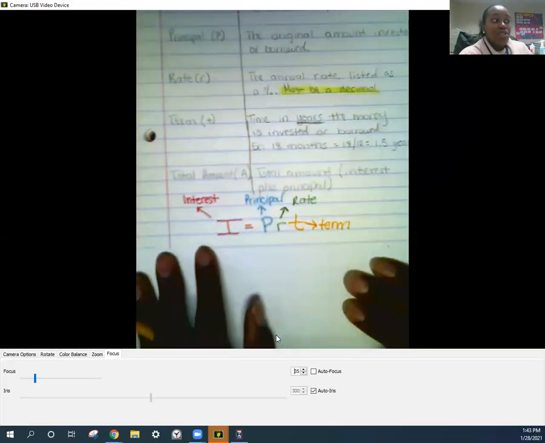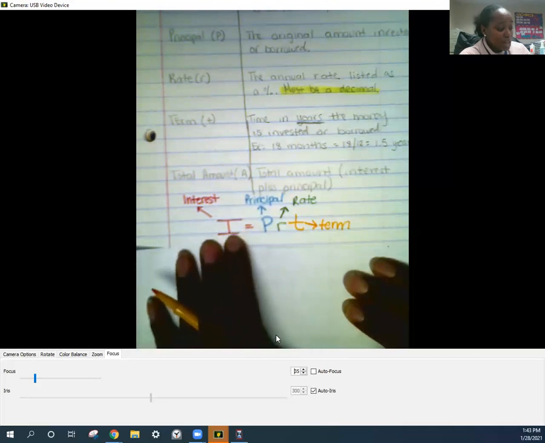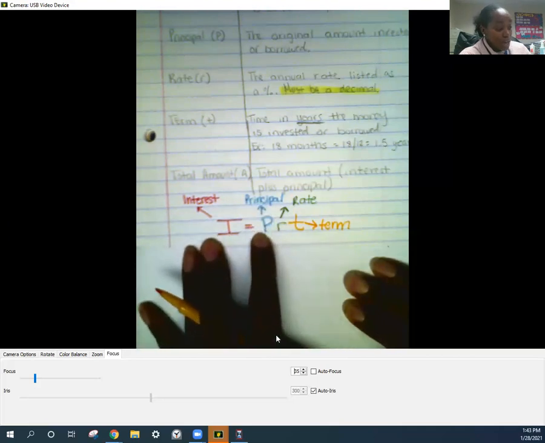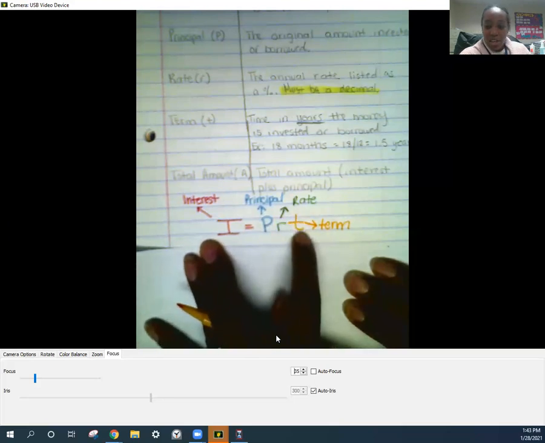So what this formula tells you to do is, in order to find that extra amount that will have to be paid on that loan, or the amount that will be earned on an investment, you have to take the principal and multiply it by the rate, and then multiply that by the term. So let's look at an example.